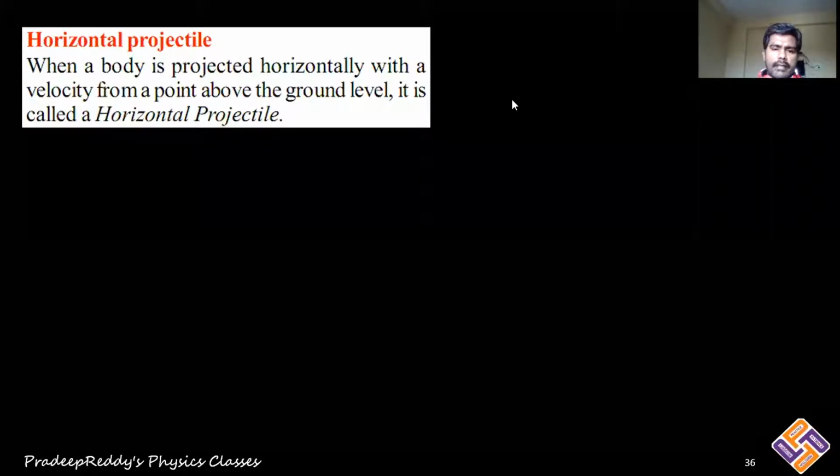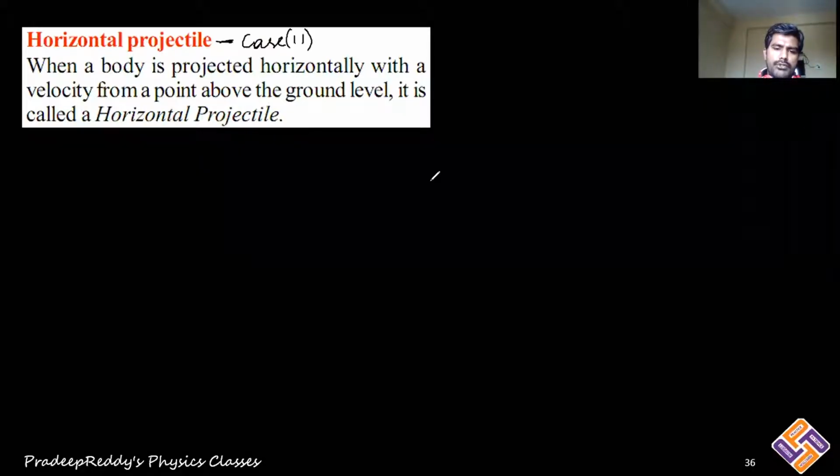Now let us see horizontal projection, and this is case 2. Case 2, which we have discussed earlier. We will first learn this because it is easy to understand, and the final equation part also becomes very simple when you learn this.